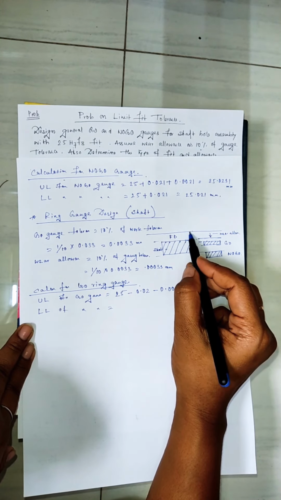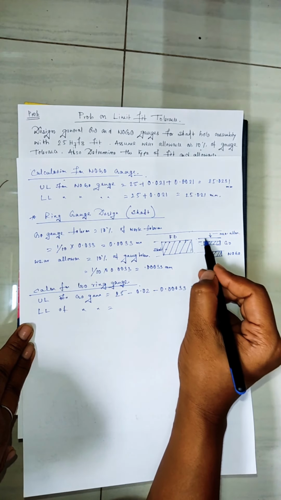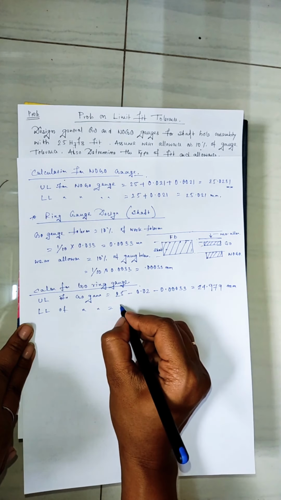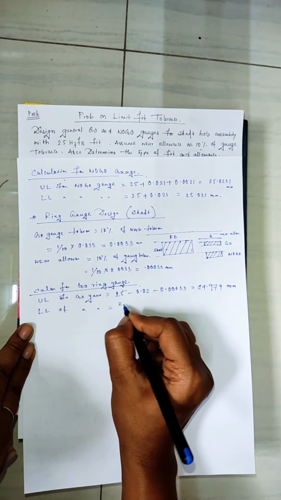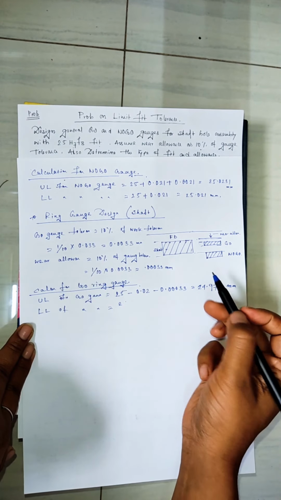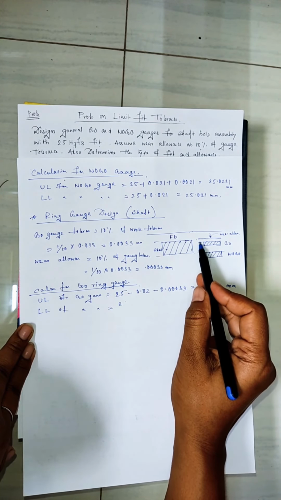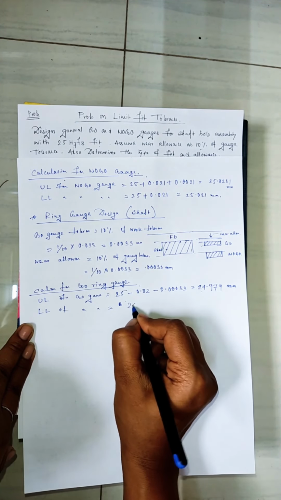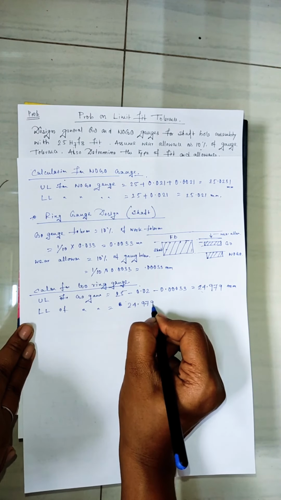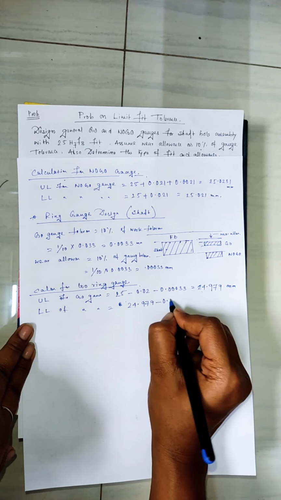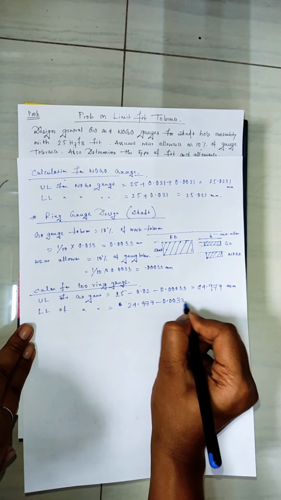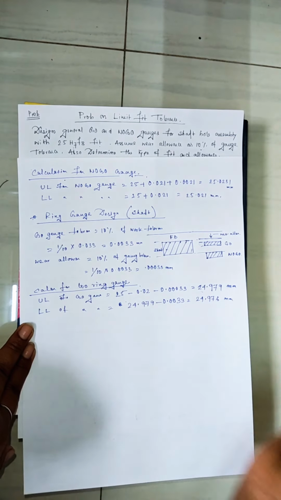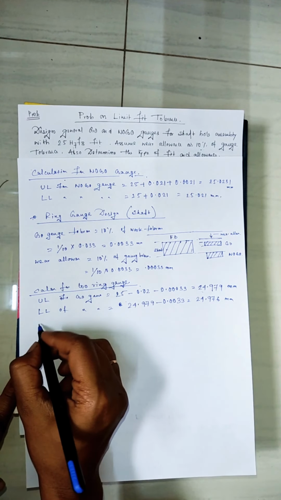And the lower limit of go gauge, lower limit means this value. Another way, up to this value we calculated, this value minus go gauge tolerance. So 24.979 minus 0.0033, that is equal to 24.976 millimeter, right?